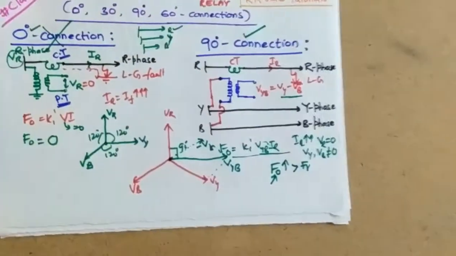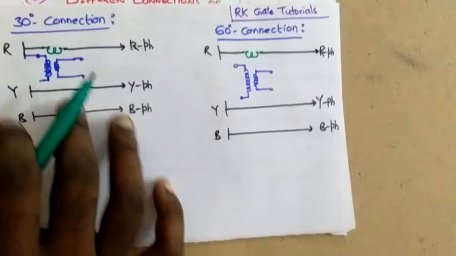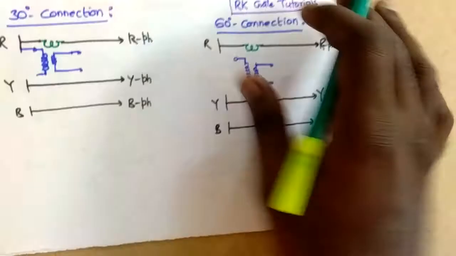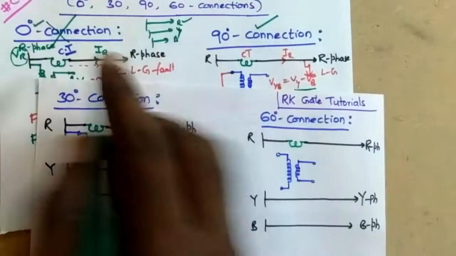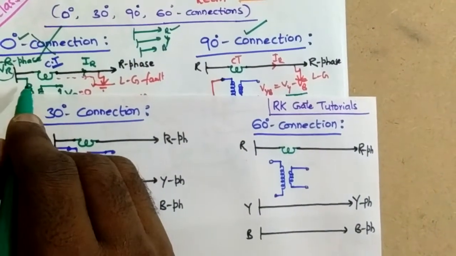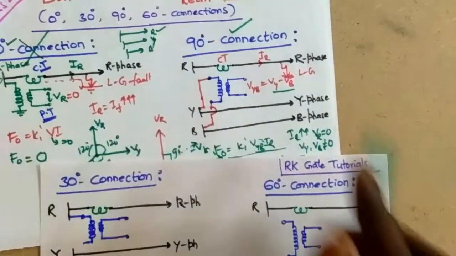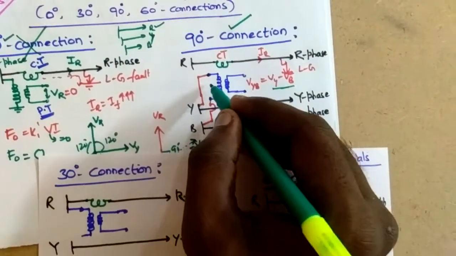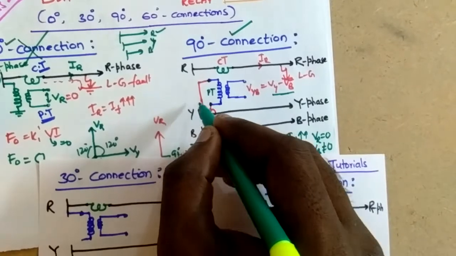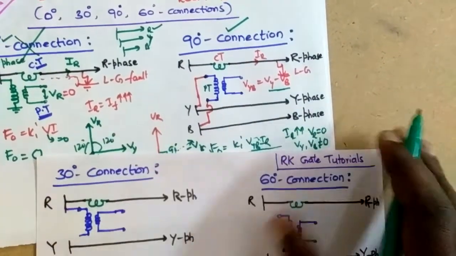Now let us discuss the next types of connections, the 30-degree connection and the 60-degree connection as well. In the 0-degree connection, the PT is connected just to the R phase, with 0 degree. And in the 90-degree connection, the PT is connected between the Y and B phases with respect to R, so that makes the 90-degree connection.